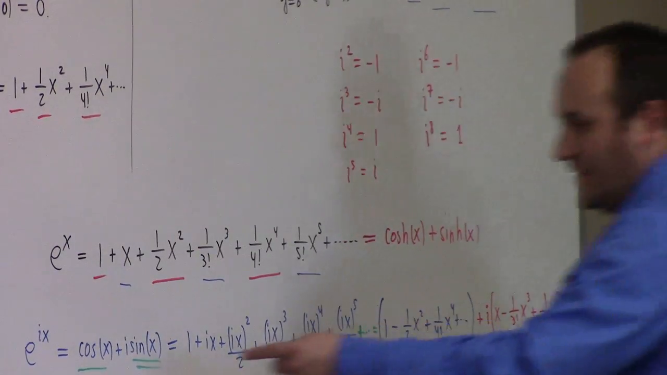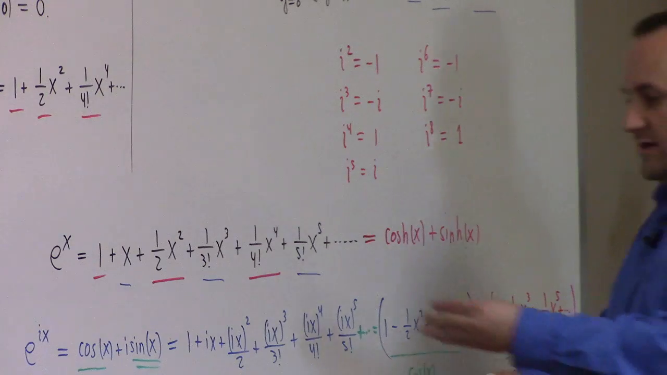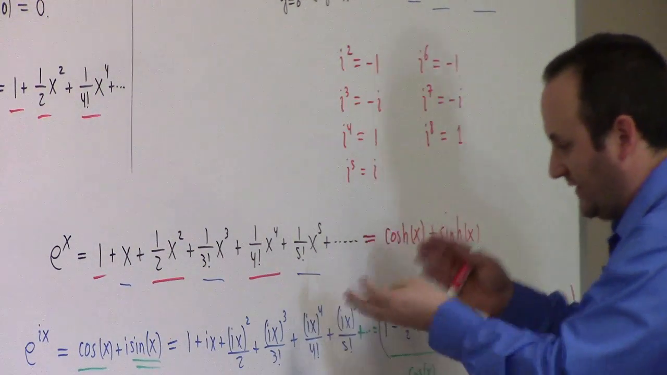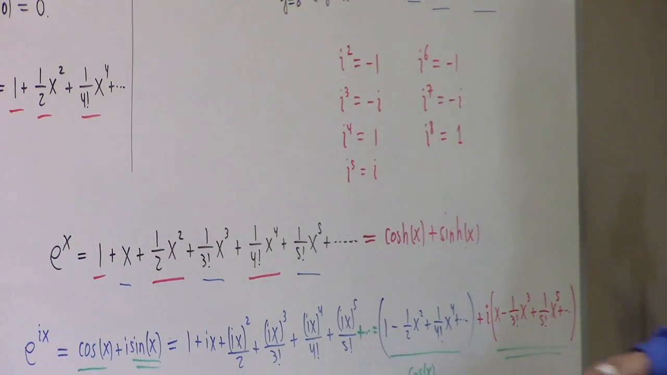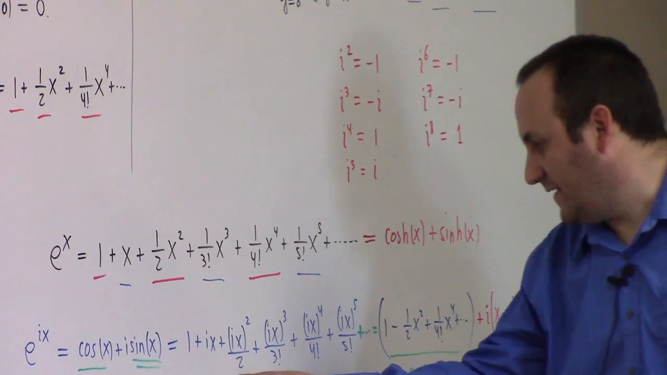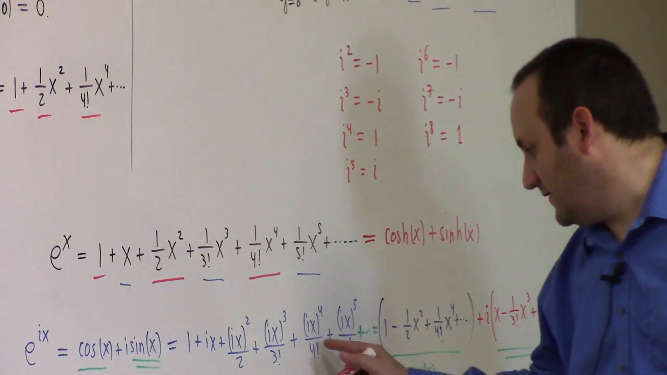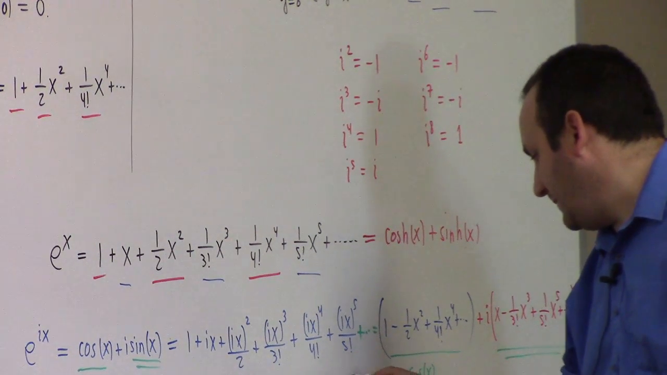So if you plug in ix into the power series for the exponential, you get 1 plus ix squared plus ix cubed over 3 factorial plus ix to the 4th over 4 factorial plus ix to the 5th over 5 factorial, right? This pops out an i. That gives me like a minus i, right? This gives me minus i cubed. This gives me a 1. This gives me an i again, right?